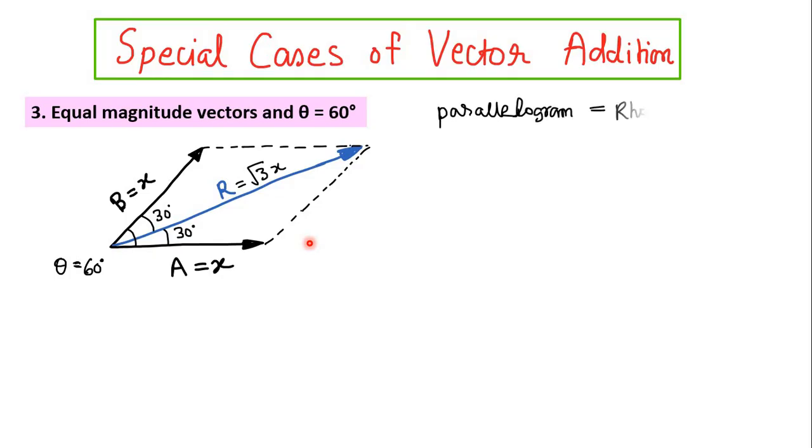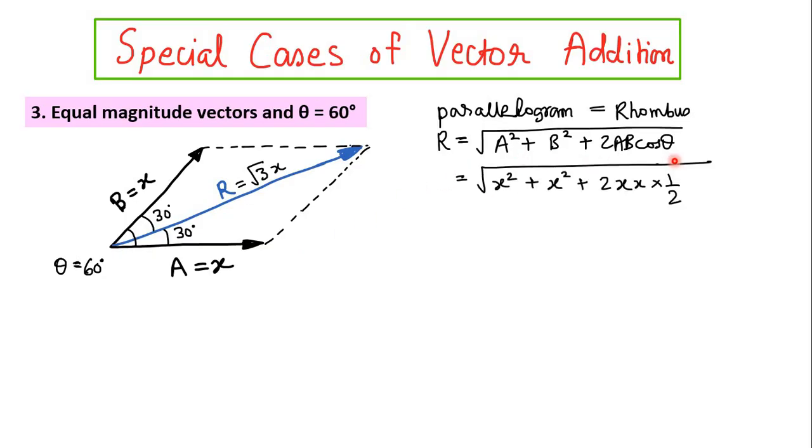Let us prove it. So first of all, this parallelogram is a rhombus. Then using the standard formula, r is equal to root of a square plus b square plus 2ab cos theta, and substitute that both vectors have the same magnitude, so x square plus x square plus 2 into x into x into cos of 60 degrees, which is 1 by 2. So 2 cancels, and we get x square plus x square plus x square, which is root 3 x square, that is root 3 x. Hence proved that the resultant will be root 3 x. This special case must be memorized, must be remembered.